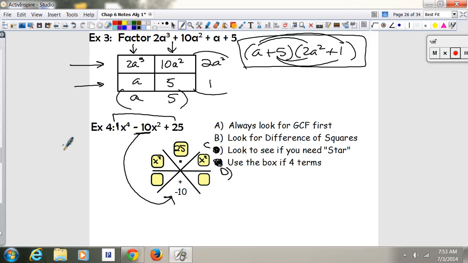2 numbers that would multiply to give me 25 that would add up to negative 10 would be negative 5 and negative 5. Negative 5 times negative 5 would be positive 25. And when you add those together, you would get negative 10. So x squared minus 5 and another x squared minus 5 would be your answer. And you could always rewrite that as x squared minus 5 squared. If you have 2 of the exact same parentheses, you could put squared. So that's how the star works.